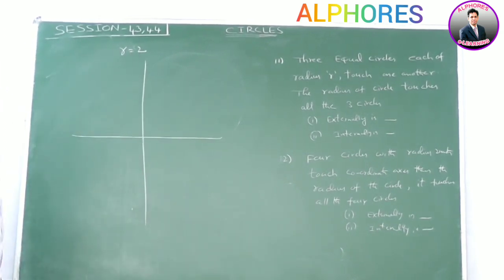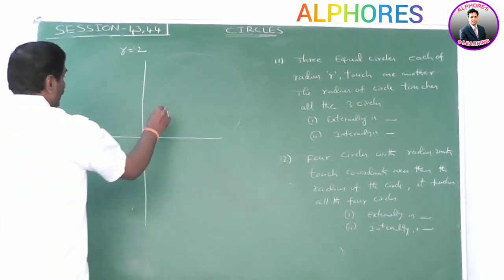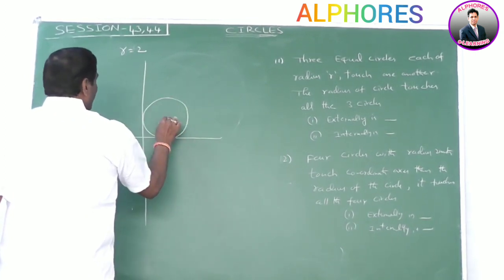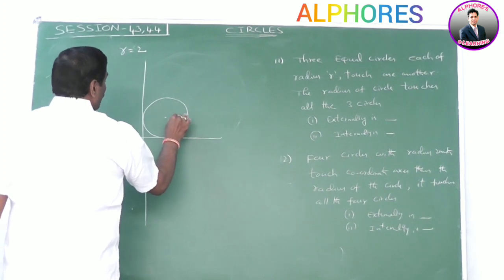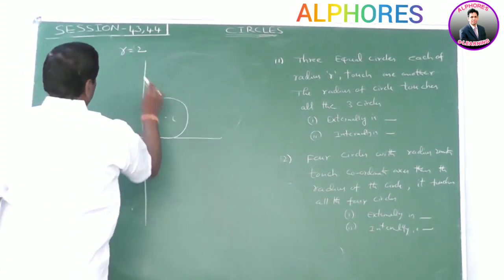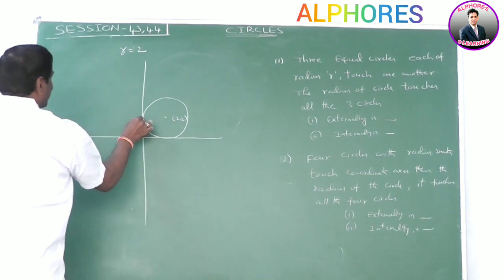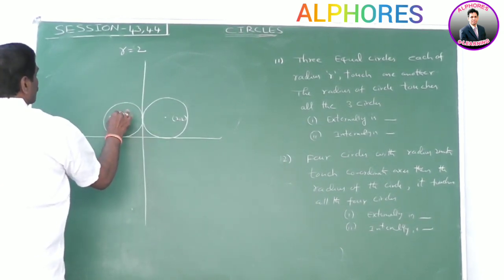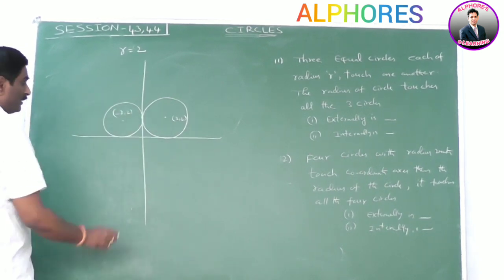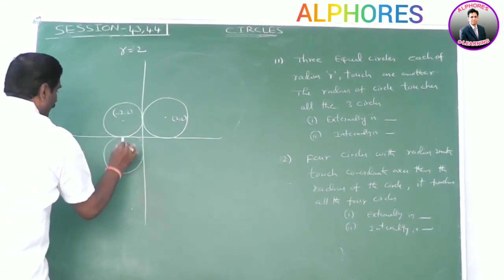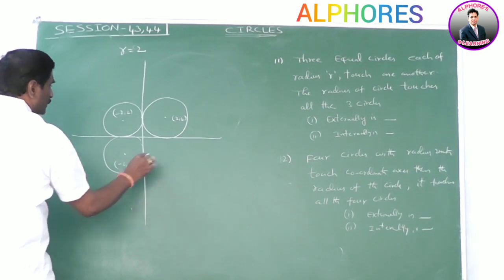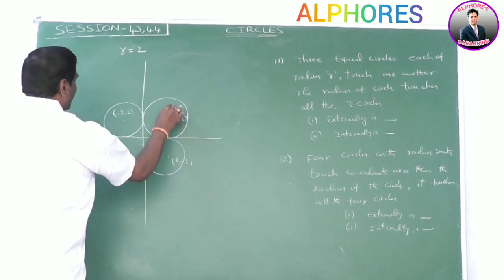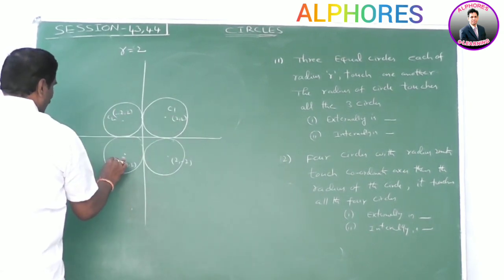Please observe that point. The first circle with radius 2 touches the coordinate axes in Q1, the circle is in this way. What is the center of this circle here? The radius is 2, so the center is 2, 2. In the second quadrant, the circle is in this way, and the center of the circle is minus 2, 2. In the third quadrant, the center of the circle is minus 2, minus 2. In the fourth quadrant, the center of the circle is 2, minus 2. They are C1, C2, C3, C4.